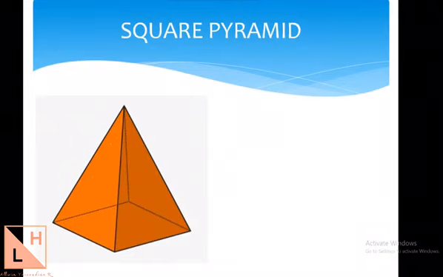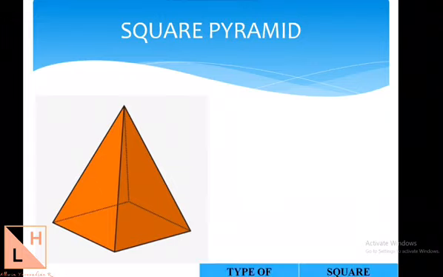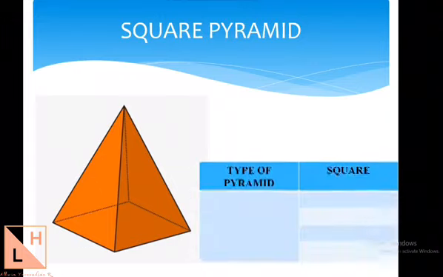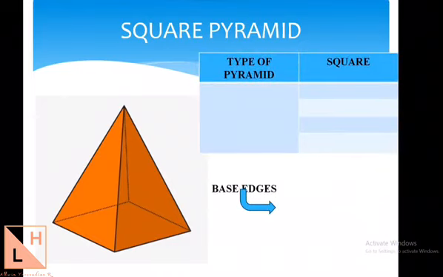And remember, the same thing will repeat for a pentagon and a hexagon pyramid. If the base is of the shape of a pentagon, we call it a pentagon pyramid. And if the base is of the shape of a hexagon, we call it a hexagonal pyramid. So let us look into the square pyramid now and understand what this pyramid is made up of. This pyramid is basically made up of base edges.